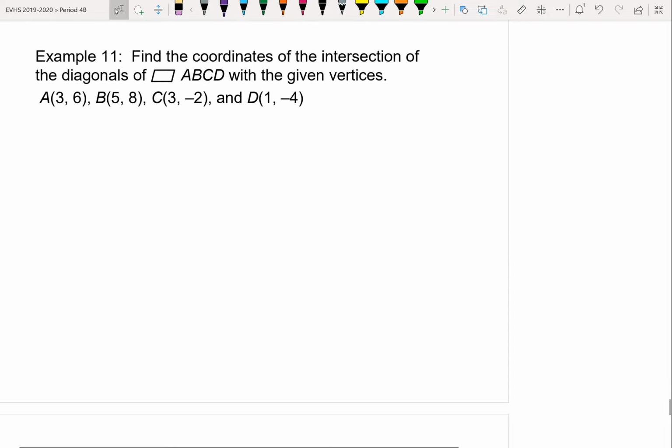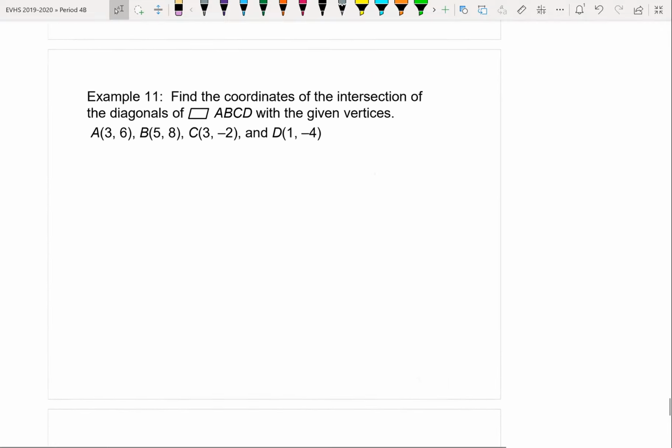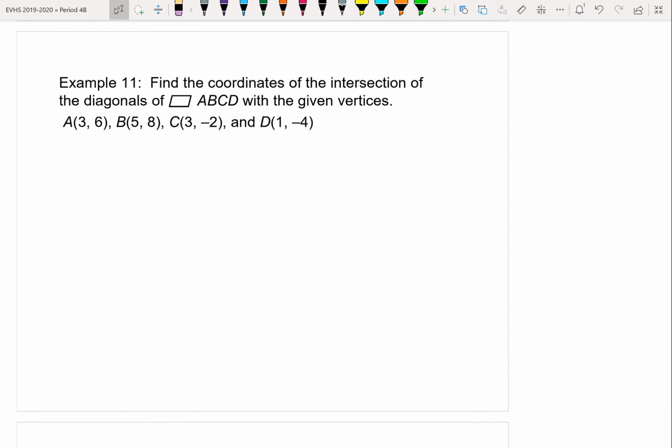All right, now find the coordinates of the intersection of the diagonals of parallelogram ABCD with the given vertices. Now, here's where just knowing a little bit about your properties can go a long way with having you do a lot less work. Now, I could go through and plot all my different points, then go through, find this point, find that point.